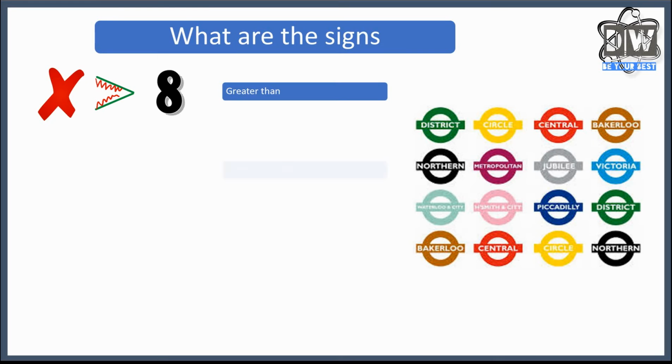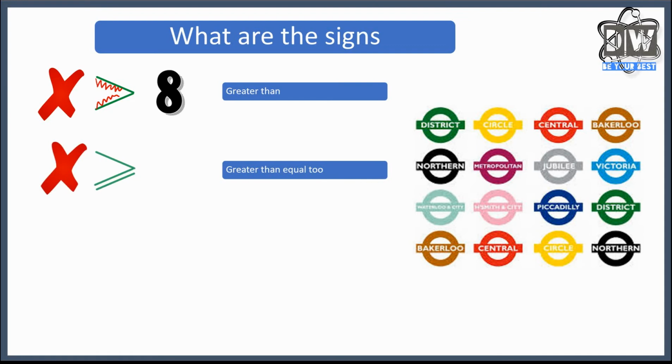The next one is greater than or equal to. So X is greater than or equal to 8. On this occasion, it could be 8 as well, equal to, or it could be 9, 10, 11, 12, and so forth, any number or decimal in between that.